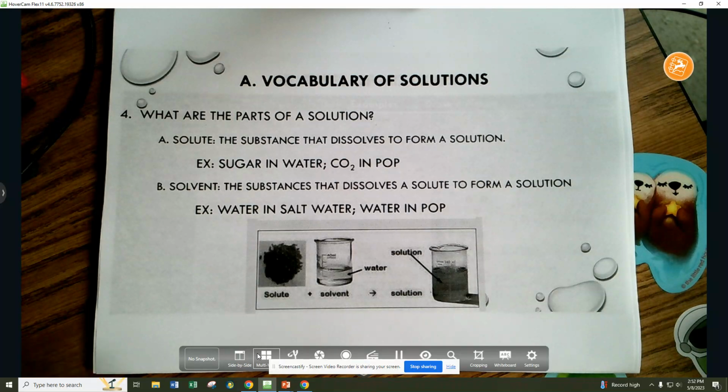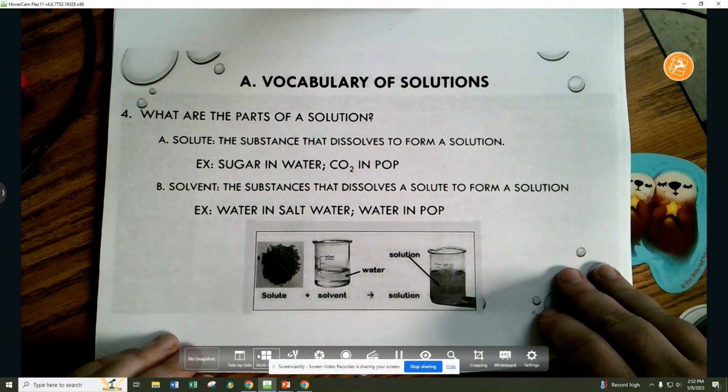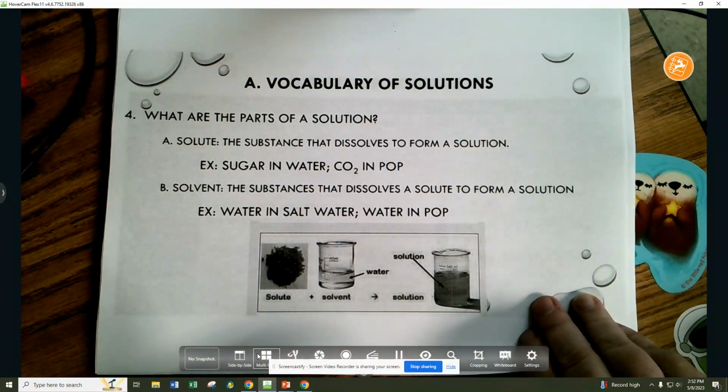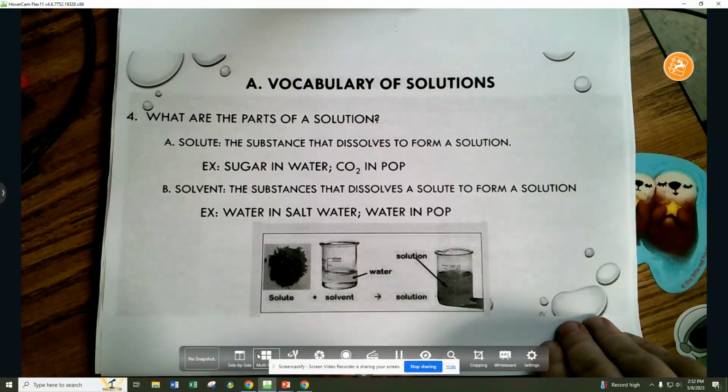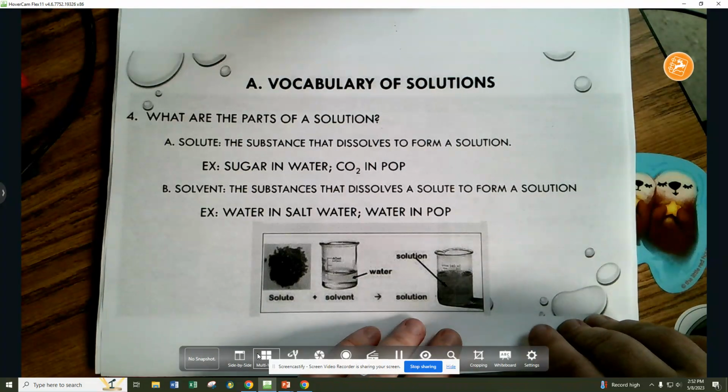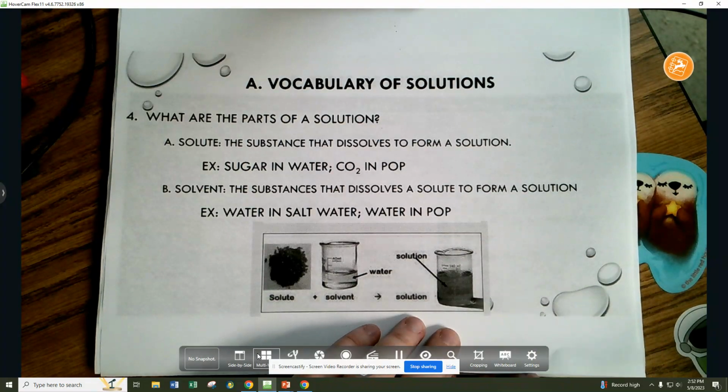Pop is another homogeneous mixture. The carbon dioxide in the pop was dissolved through pressurization to make carbonation, and water was, again, the solvent, what is doing the dissolving. In both these cases, water was acting as a solvent, and this might be a poor reflection on solvents. Water is known as being the universal solvent, but it doesn't mean that's the only thing that dissolves. There can be many other solvents. Water is just a very common one.